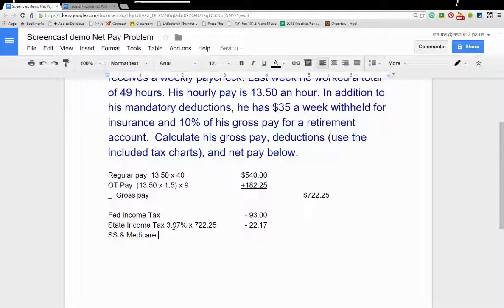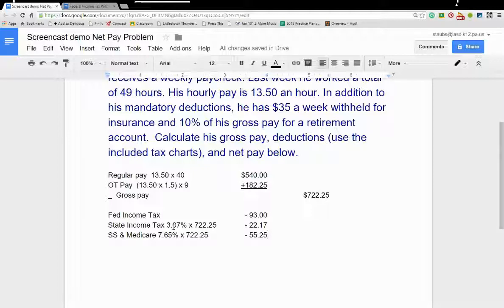Social Security and Medicare, again, is a flat rate. It's 7.65% of gross pay, so times 722.25, and that's going to give us a whopping $55.25. That takes care of all the mandatory deductions for Troy.